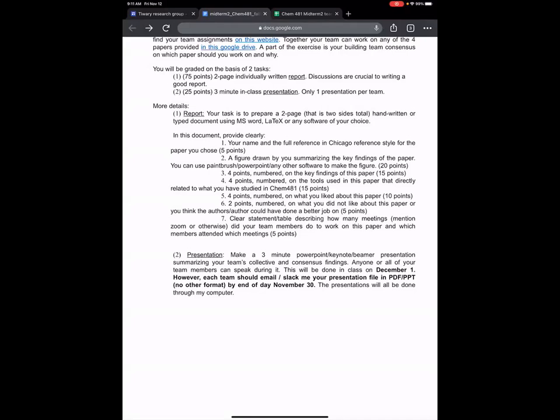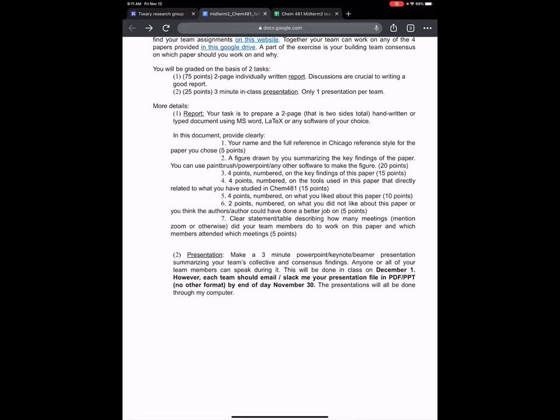Go ahead. For the 75 points part, it says that it's individual, but then it also says to meet with your groups. So what percentage are we allowed to play off each other? It's up to you. Just don't copy-paste. I don't think this will be a problem. Every year I have seen very individual reports, so I'm not worried about it. Any more? There was a question in the back.